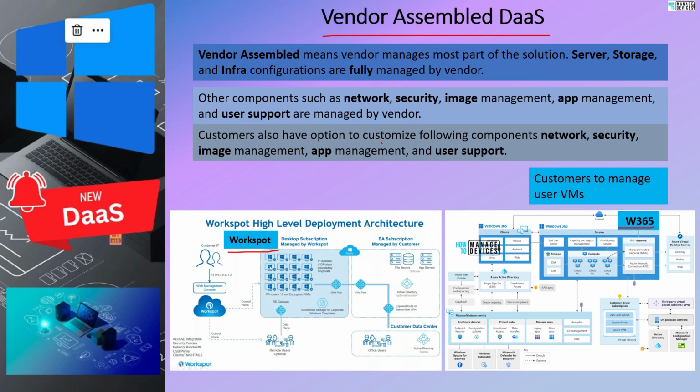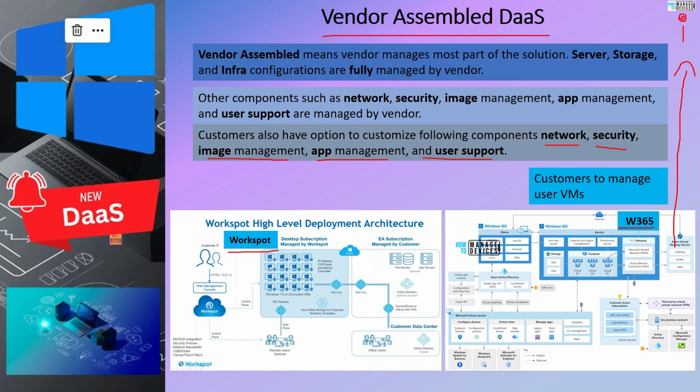But customers also will have options. If they want, they can configure and customize network security, they can create custom images, they can deploy applications, etc. It depends on the vendor. So if you take the example of Windows 365, in the Windows 365 service admin scenario, the admin portal is integrated with Intune, so all the configurations are done via the Intune portal. I have a video explaining this diagram, the architecture components of Windows 365, and I will attach that over here in the I button.